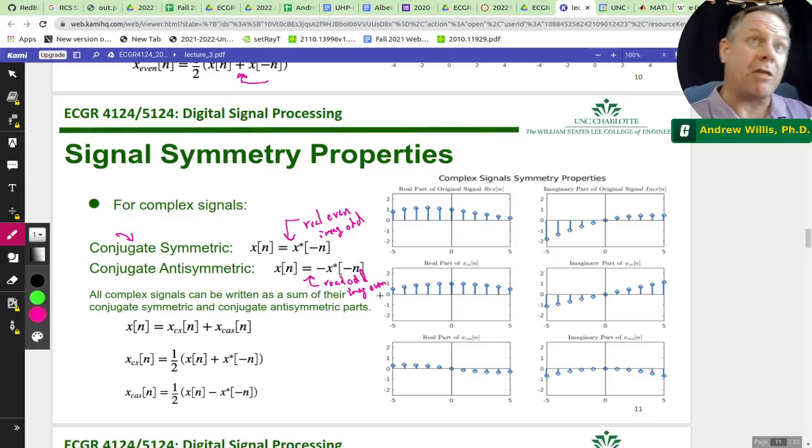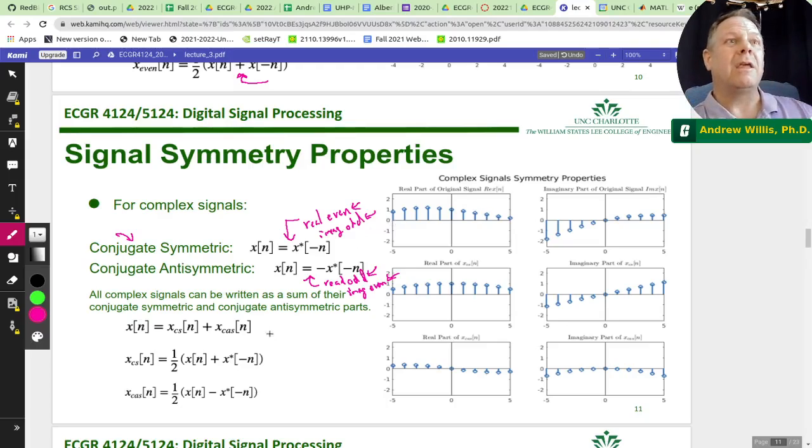And as you might expect, since the even part and the odd part of a real function can be added to regenerate the signal, if you take the conjugate symmetric and conjugate antisymmetric part, you'll have the even and the odd part of the real signal and the odd and the even part of the imaginary signal respectively. So that means that any complex signal can be calculated as the sum of the conjugate symmetric part and its conjugate antisymmetric part. And the way that you calculate them is exactly the same, but you use conjugation.